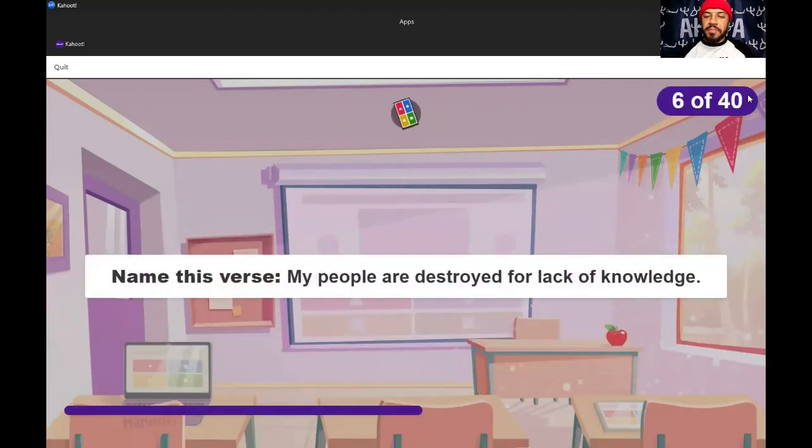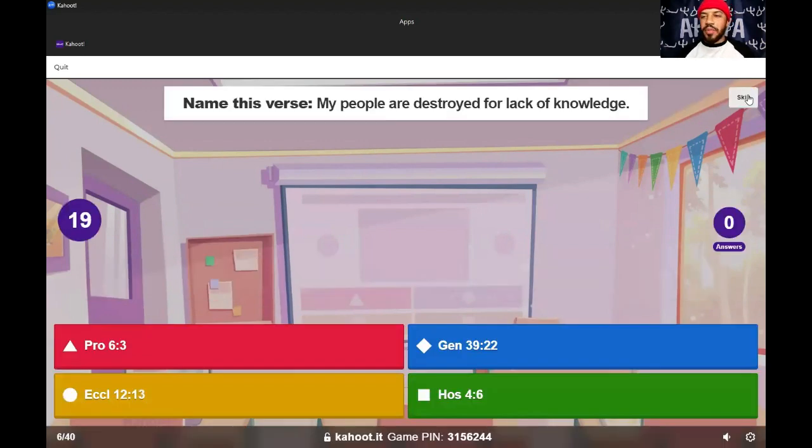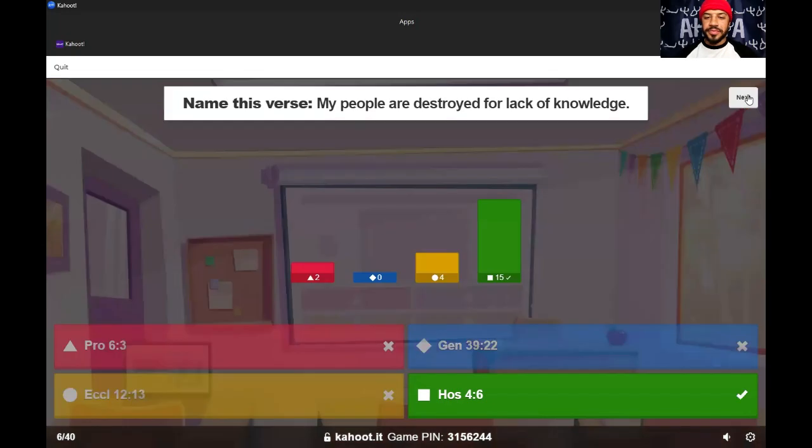Name this verse. My people are destroyed for a lack of knowledge. Red, Proverbs 6:3. Blue, Genesis 39:22. Yellow, Ecclesiastes 12:13. Green, Hosea 4:6. You got 9, 8, 7, 6, 4, 3. All right, there we go.